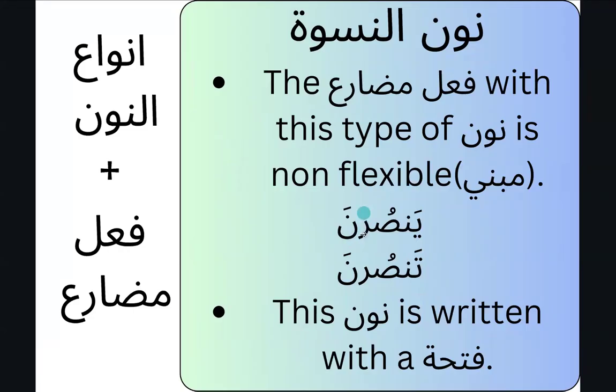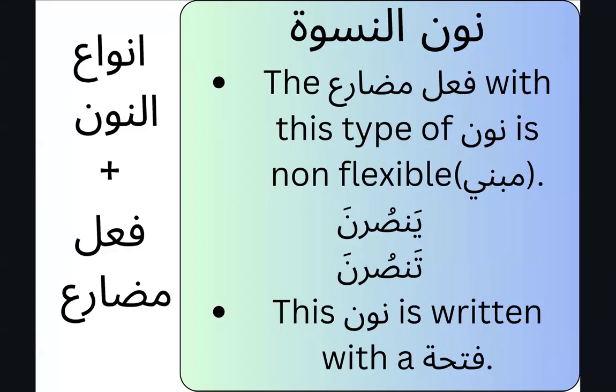Now it's always going to end with sukoon, as in the word yansurna. Ra is written with a sakin. Tansurna, ra is written with a sakin. It is no longer able to show you its mansoob form, marfu form, or majzoom form by the change in ending. Mudari becomes non-flexible with nunun niswa. This nunun niswa makes your mudari non-flexible, and it is going to be non-flexible with the sukoon at the end, and noon, as mentioned before, is always going to be written with a fatha.